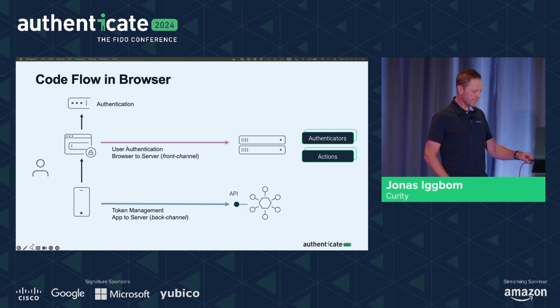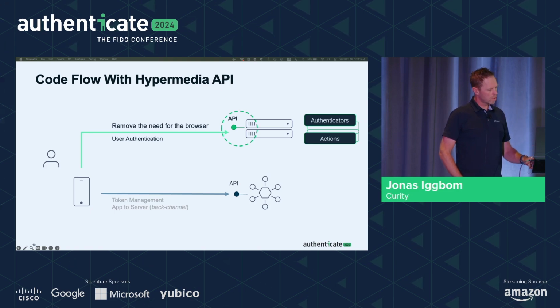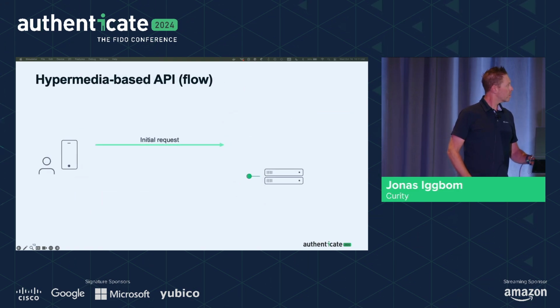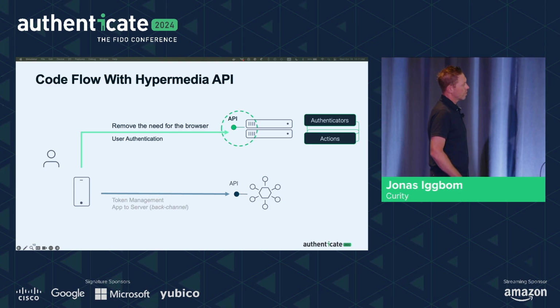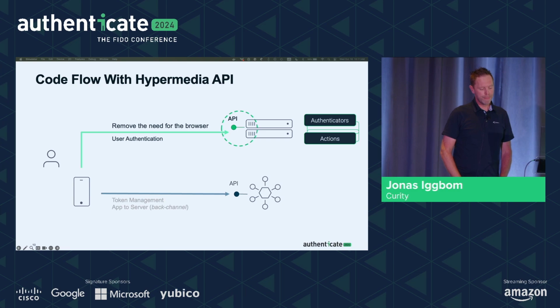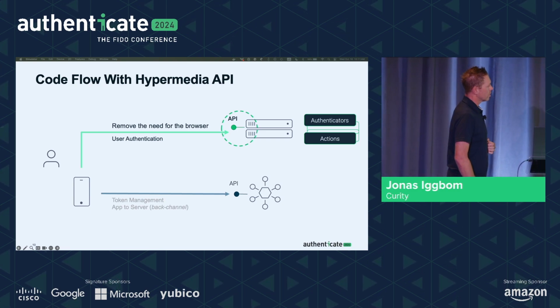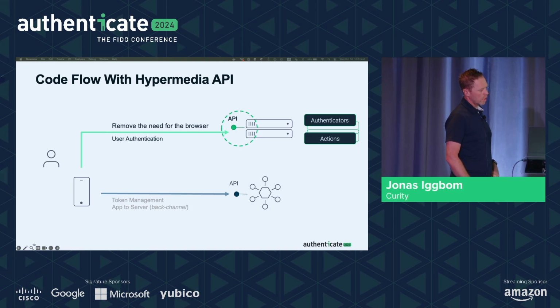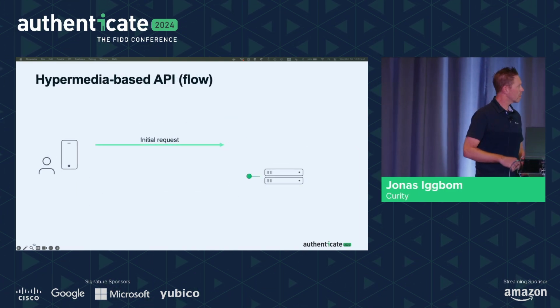and the token ends up somewhere in the application. If we do this instead with a hypermedia-based flow, it looks like this. We basically remove that browser and we expose a new API on the authorization server's authentication service, if we want to call it that. This is the Hypermedia API that it exposes there. So it's a new API that the application can talk to. The rest is essentially the same, right?